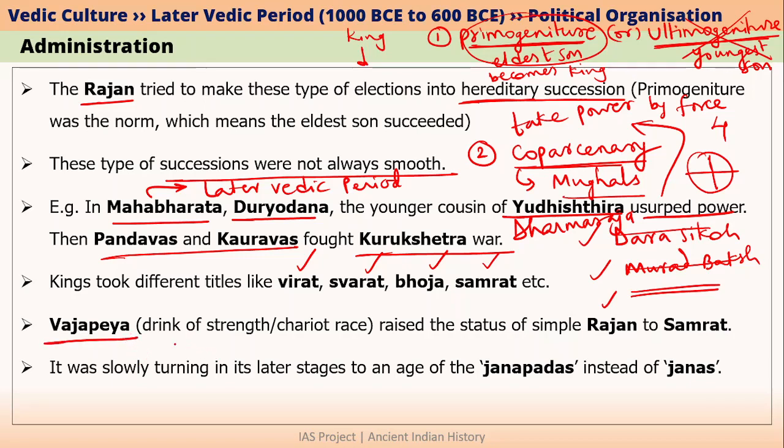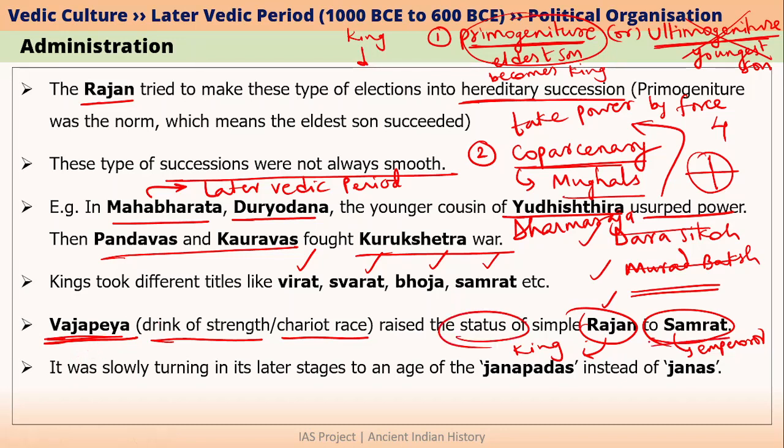Vejapeya sacrifice was basically a drink of strength or a chariot race. And when a Raja conducted Vejapeya sacrifice, it raised the status of such Raja to the level of Samrat. Samrat means emperor, whereas Raja simply means king. So obviously, emperor is having a higher status than king. That is why kings conducted Vejapeya sacrifice, and by conducting the Vejapeya sacrifice, the king raised his status to Samrat.